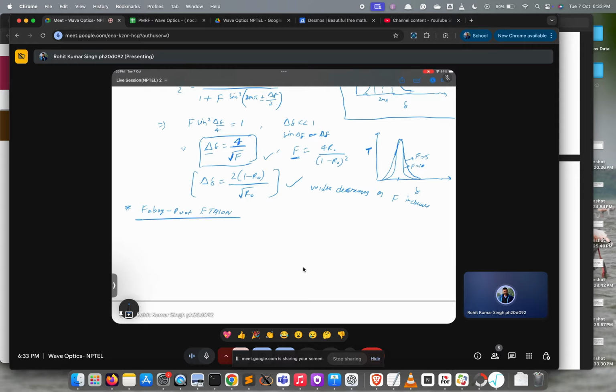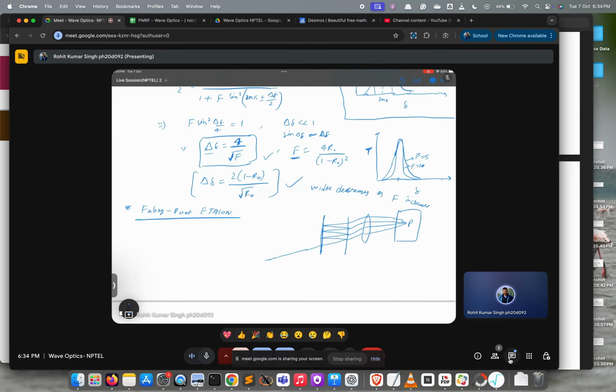So basically you have these two plates arranged like this. This is your incident light. It goes inside, it gets multiply reflected. Then you get the output lights, and you use a convex lens to focus this at one point on the screen.